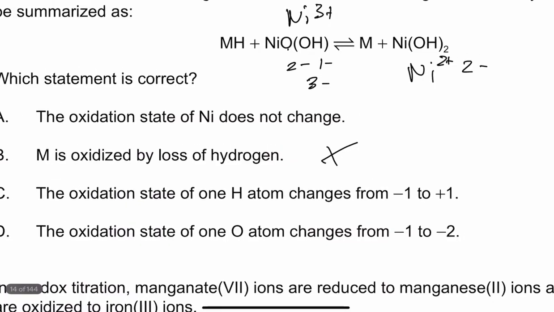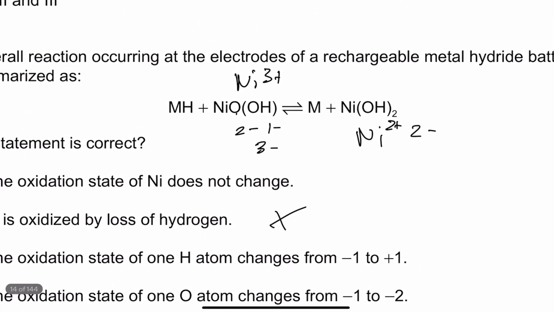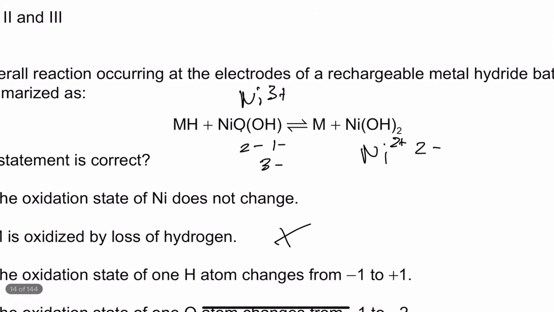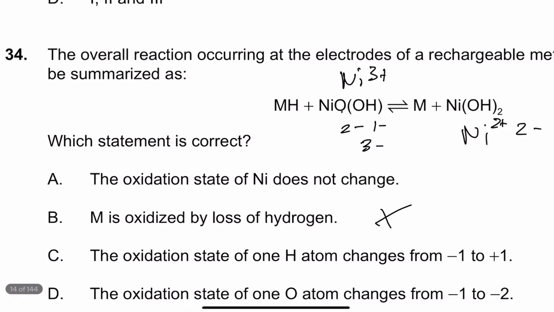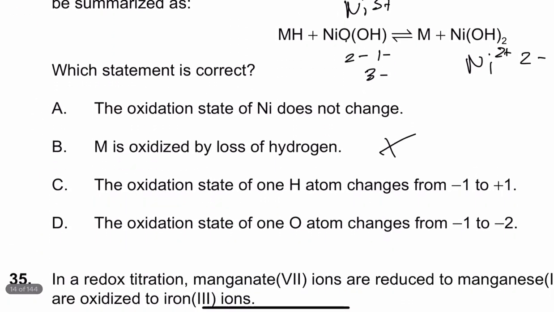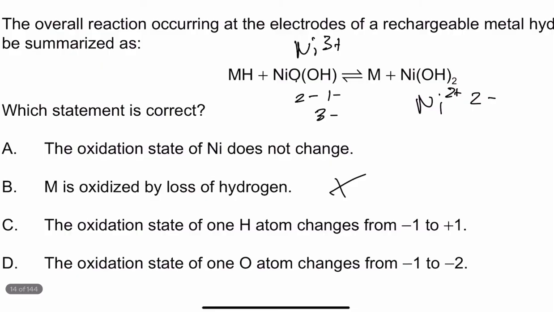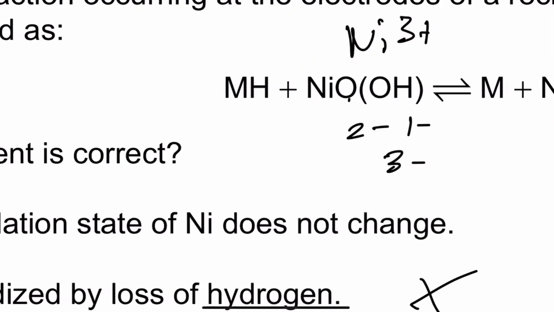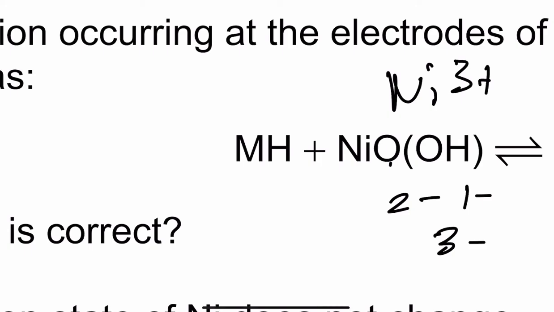C. The oxidation state of one hydrogen atom changes from -1 to +1. Okay, yeah. So this is what I was looking for. That's the right answer, and the reason it's the right answer is because you might be wondering how the hydrogen atom can have an oxidation state of -1. Well, if you've read about your redox, you should know there are some exceptions, some instances where the oxidation state of elements changes.